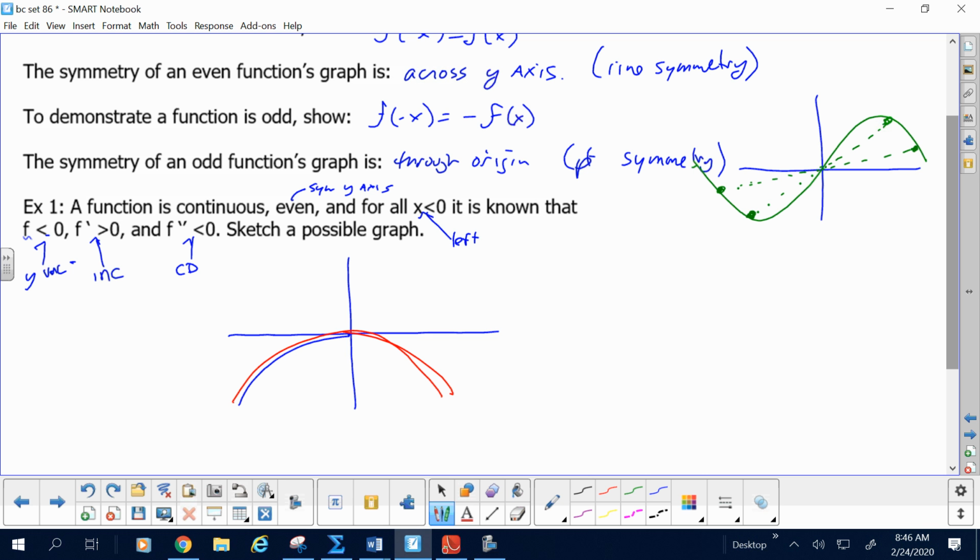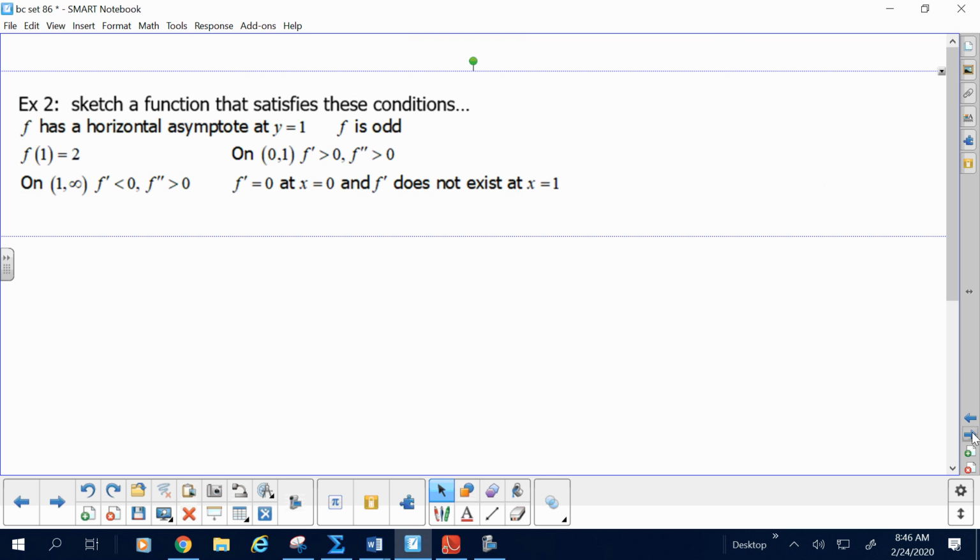Does it have to go through the origin? Could this be okay? Yes. Surely. In fact, it'd probably be better. Then it's actually definitely negative. So it doesn't have to go through the origin. It could be anything below there. You follow? Okay, try a little harder one.